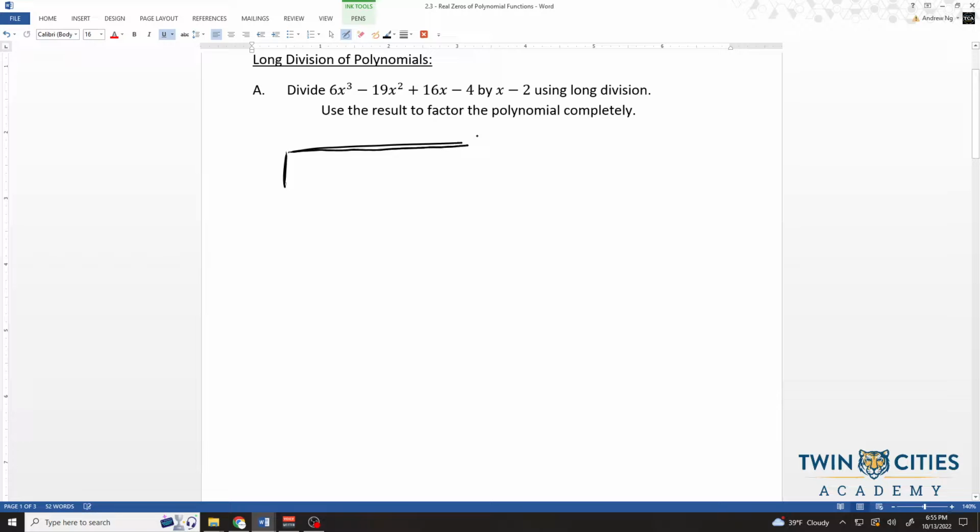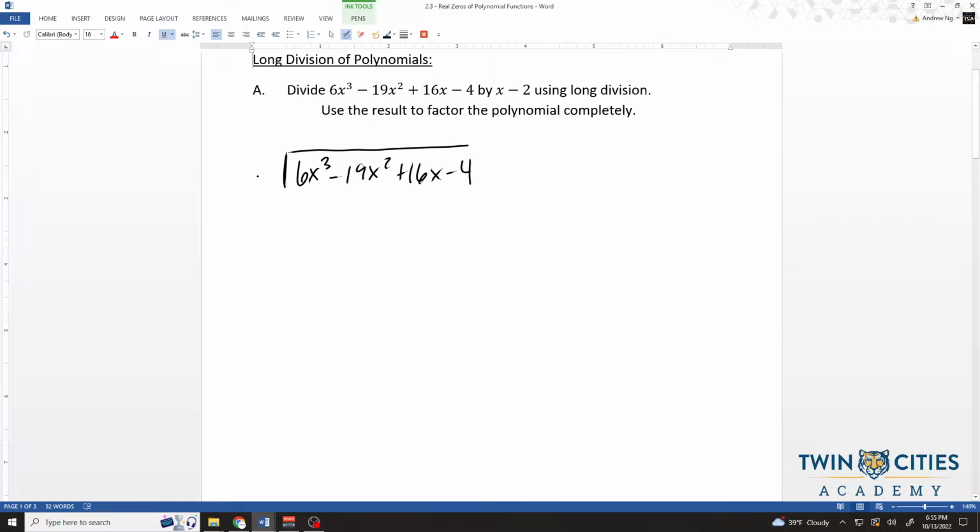My answer is actually going to be up on top here, and on the inside, I will have the polynomial that I am dividing: 6x to the third minus 19x squared plus 16x minus 4. What's worth noting is if I'm missing a term, let's say that I didn't have this minus 19x squared here, and I went from 6x to the third straight to plus 16x, I would need to make sure to use a placeholder. So I would need to do plus 0x squared here if that wasn't actually there. However, it is here, so I'm just going to write it.